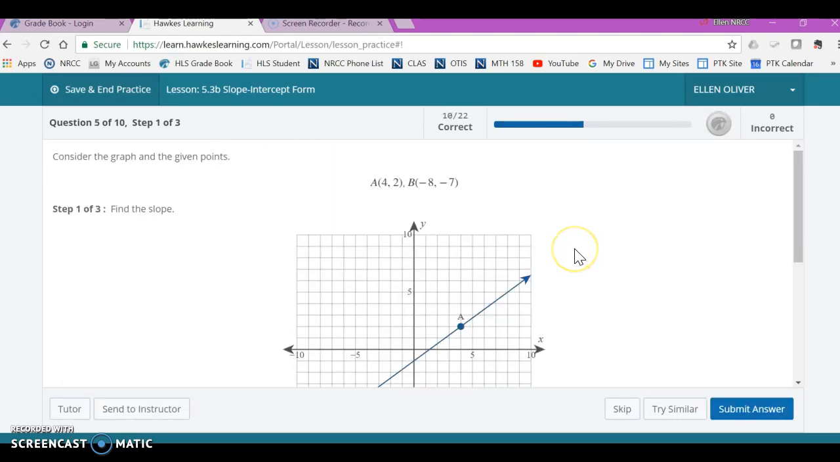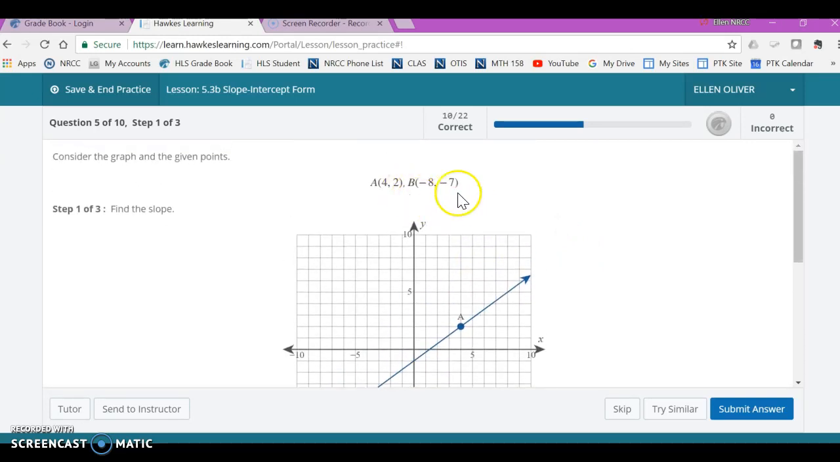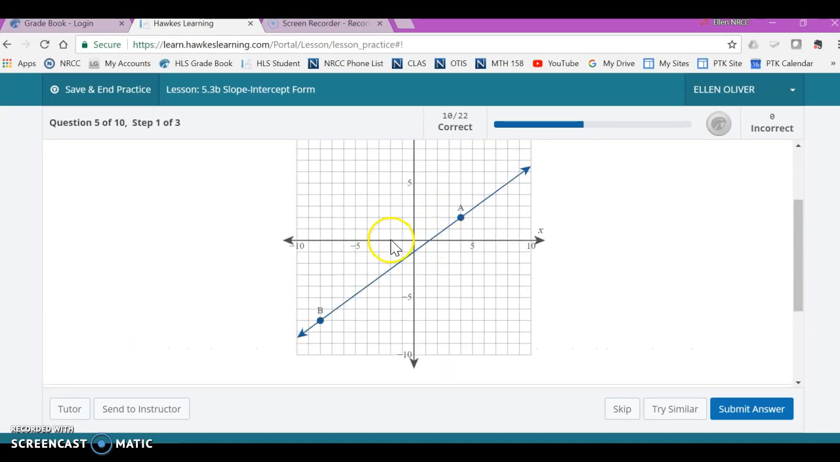All right, step 1 of 3, find the slope, okay? If all they gave you was those 2 points, it would be like 5.3a. We would do the calculations. But since they give you a picture, you can also just kind of count on the graph if you want to. These are pretty far apart, so it might be just as easy to do the arithmetic, but I'll do it both ways so you can see.